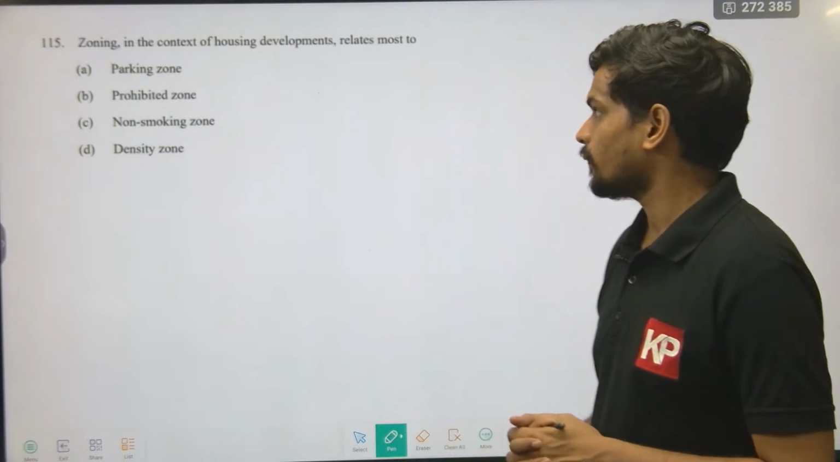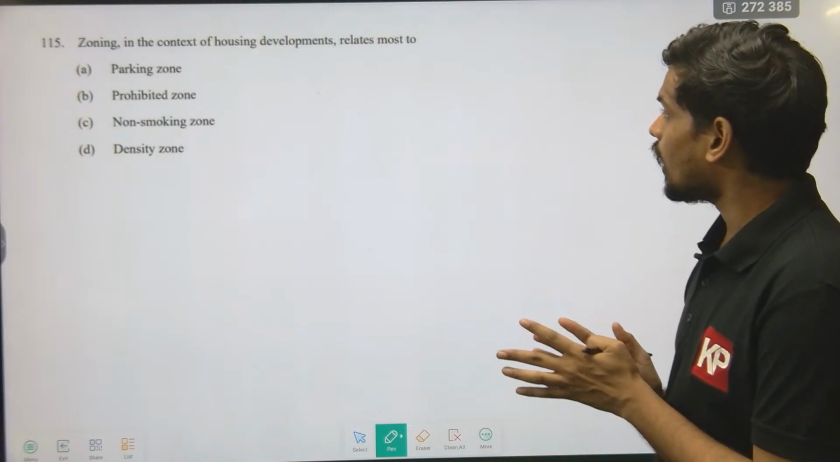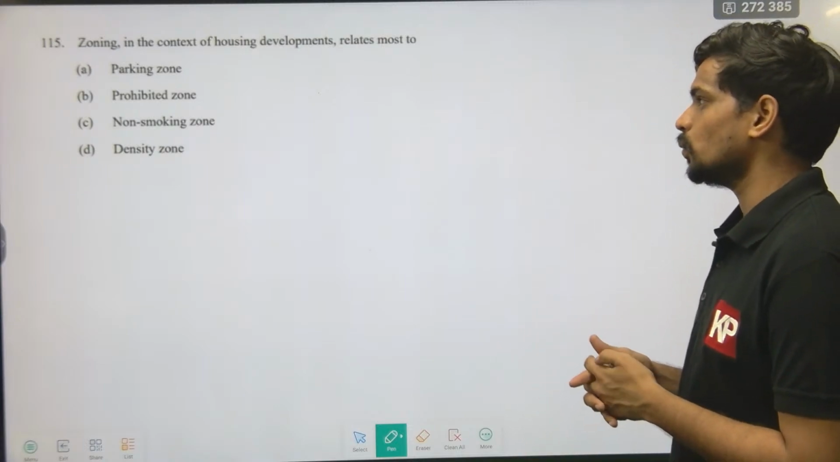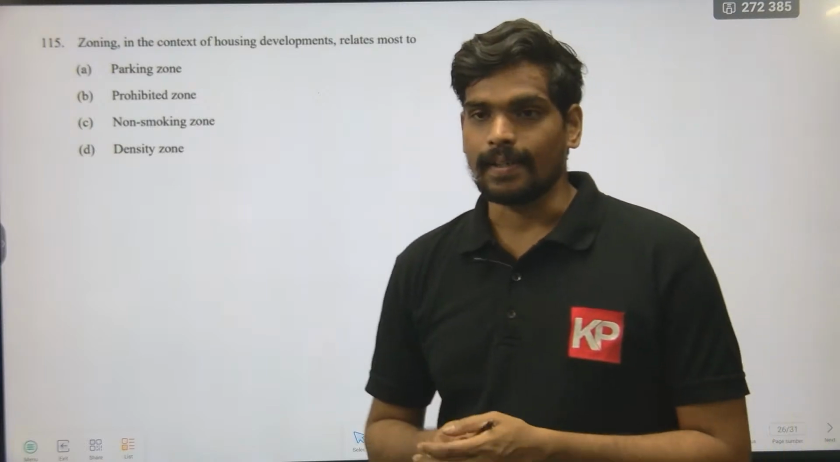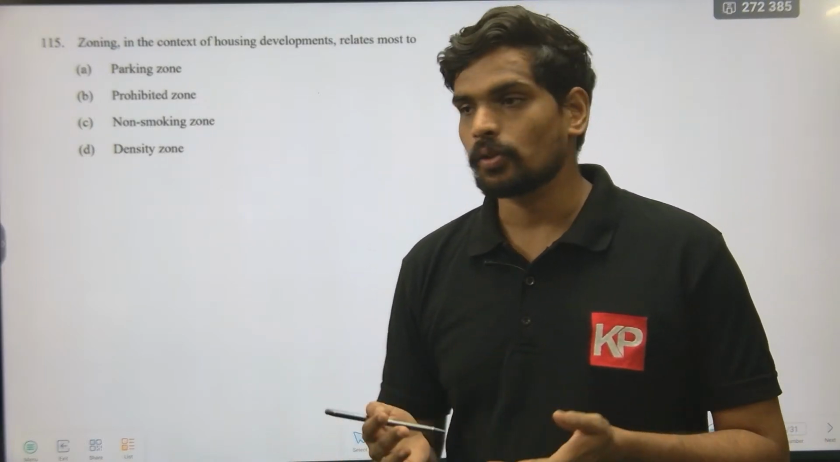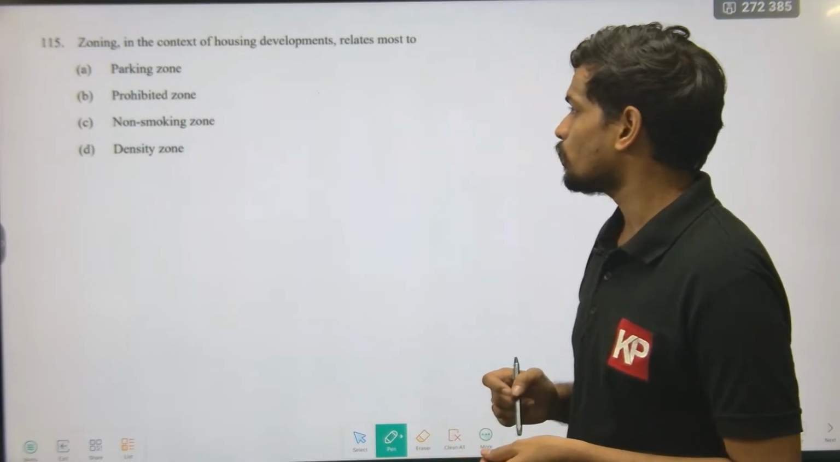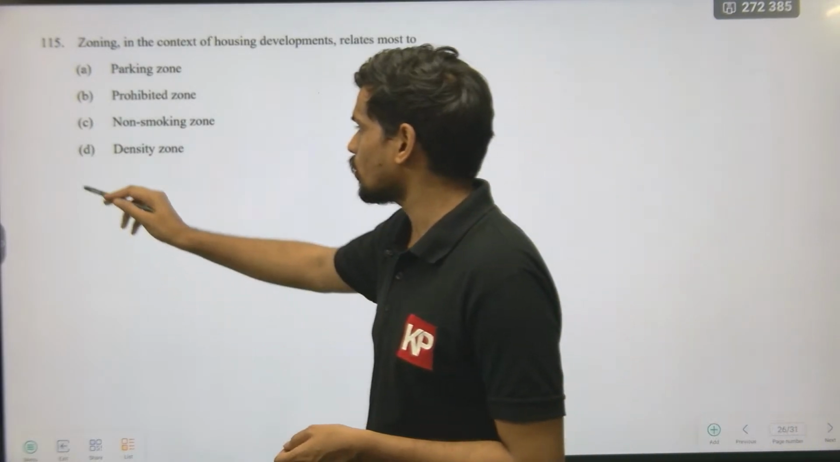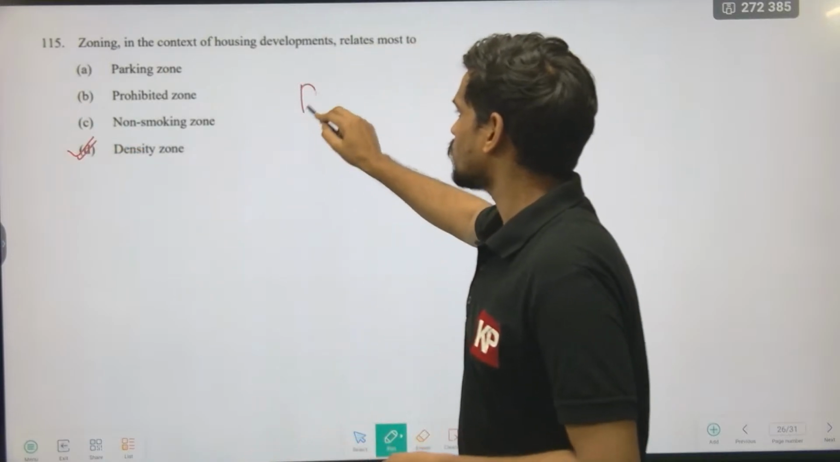Next one, question number 115. Zoning in the context of housing development relates mostly to. So zoning in the context of housing. In housing, the zoning term always relates to density planning, density zoning. So parking zone, prohibited zone, non-smoking zone, density zone. Density zone is the correct answer.